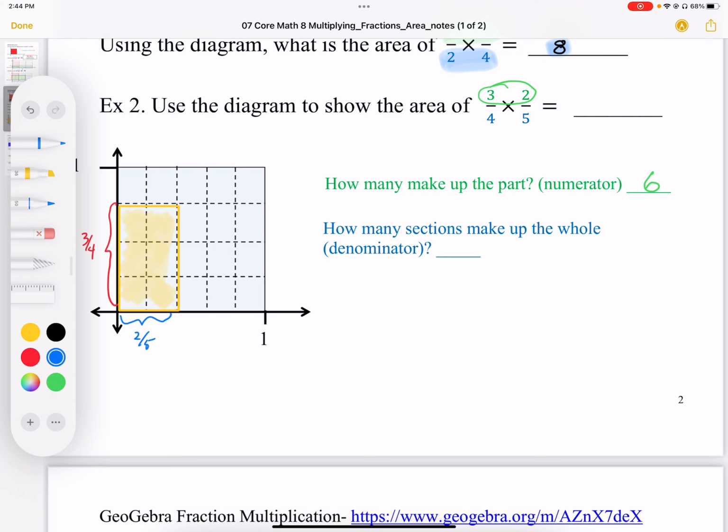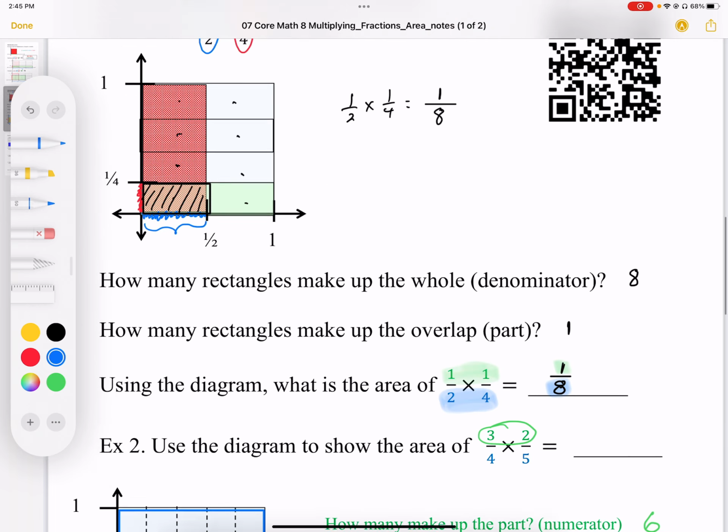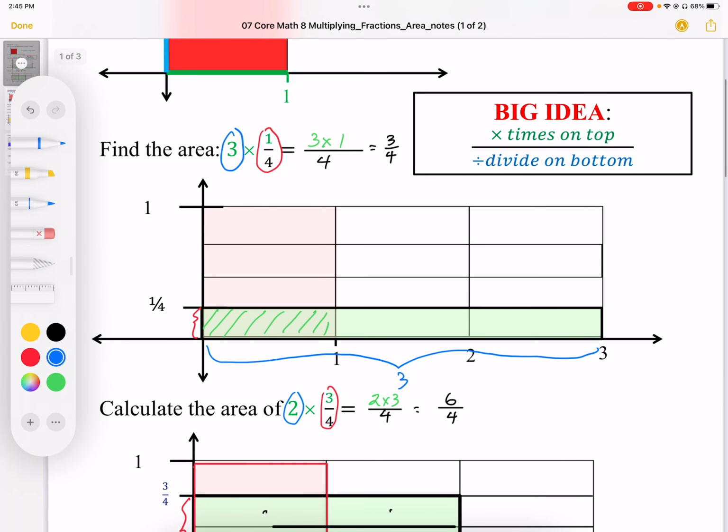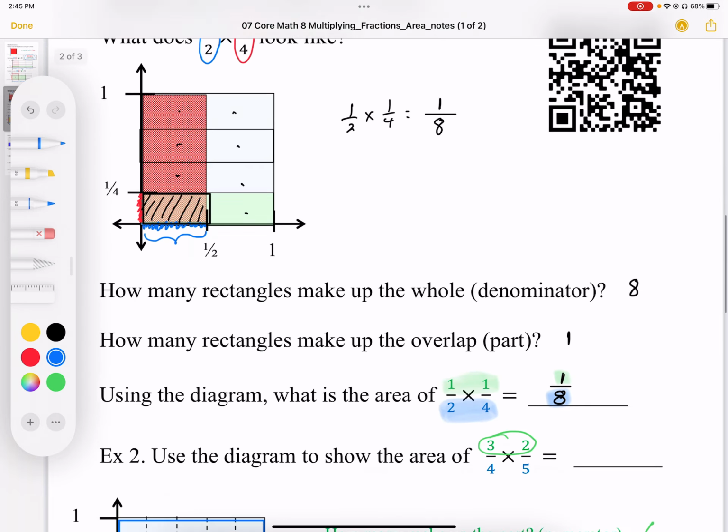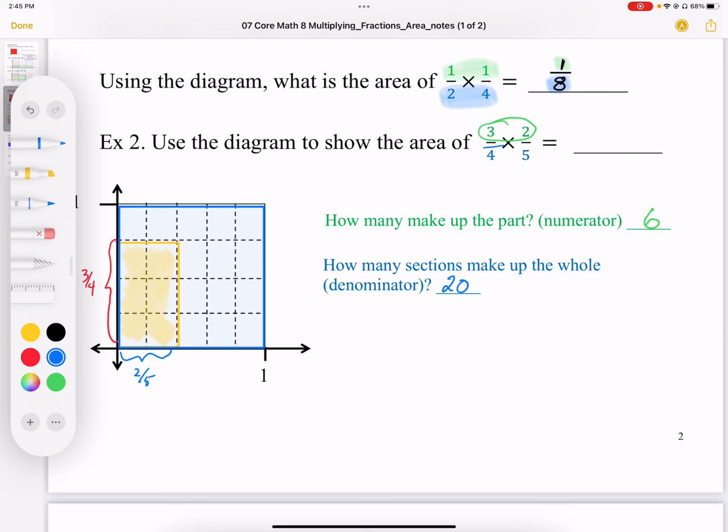For the next part, it says how many parts make up the whole or the denominator. Well, the denominator is going to be made by this whole part here. If I count up the number of pieces that make that up, it's going to be 20. If I try to keep the idea of top is times, bottom is divide, remember that's our big idea here. And if I keep my divides together on the bottom, 4 groups of 5, or 4 times 5, gives me the 20 pieces that make up the denominator.